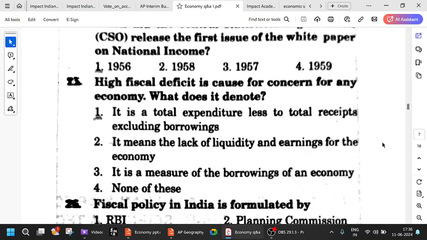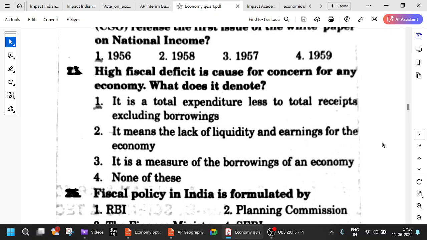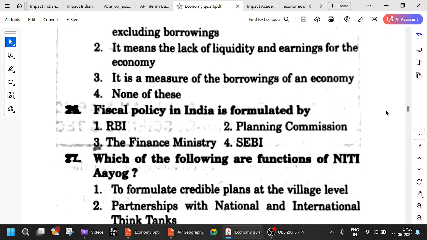So a high fiscal deficit is a cause for concern for any economy. So what does it denote? What is fiscal deficit? It's the total expenditure less total receipts excluding borrowings. Basically, expenditure less means minus, expenditure minus receipts. If your expenditure is more than what you are receiving, obviously there is going to be a deficit. That is called the fiscal deficit: expenditure minus receipts excluding the borrowings. Remember this, very important, very fundamental also.